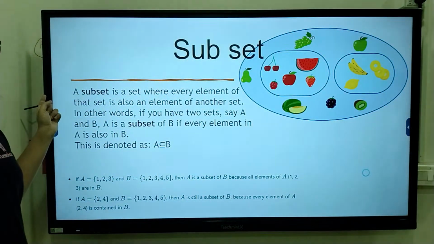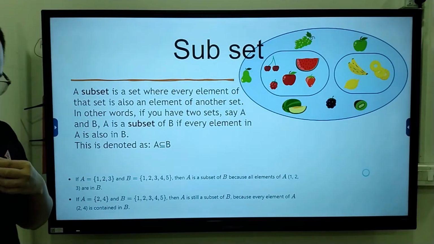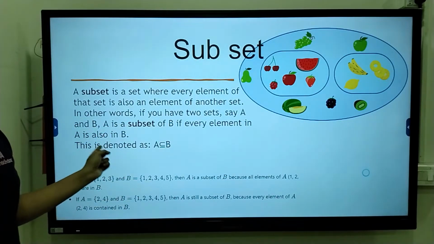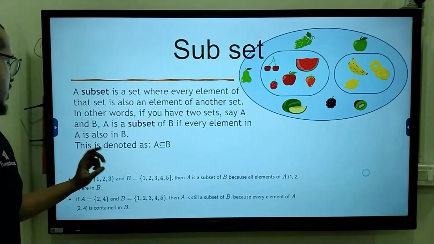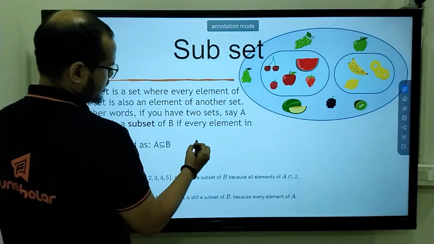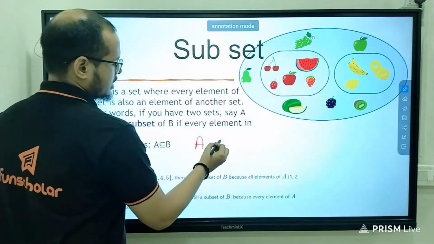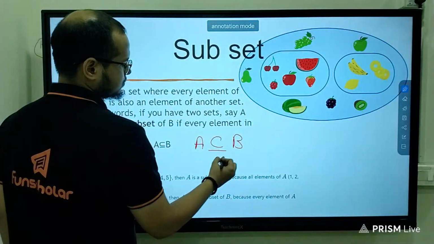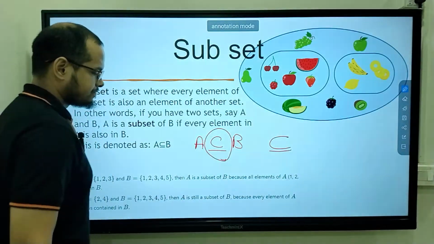Let us go to the definition. A subset is a set where every element of that set is also an element of another set. In other words, if you have two sets, A and B, A is a subset of B if every element in A is also in B. This is the sign. The bigger one that contains everything should be written first. This is the subset sign.